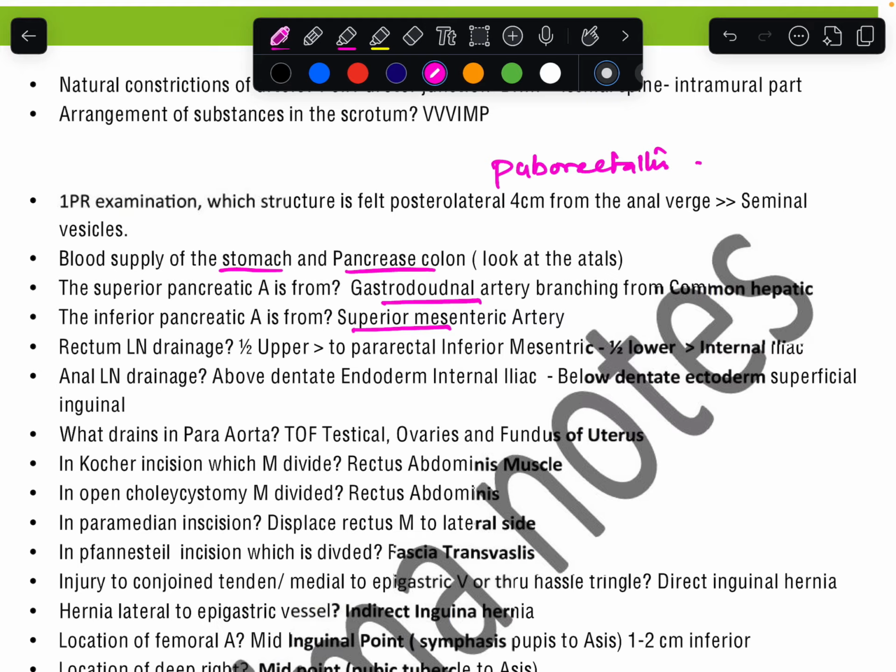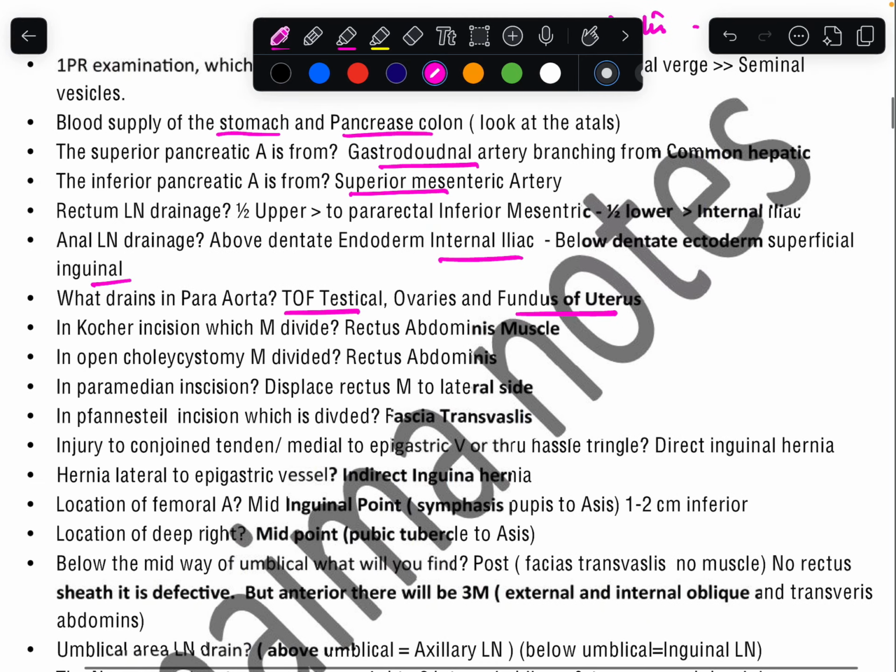Rectum lymphatic drainage: upper, pararectal and inferior mesenteric; lower, internal iliac. Anal drainage above the dentate line is internal iliac; below the dentate line, superficial inguinal. What drains to para-aortic nodes? Testicle, ovaries, and fundus of uterus.